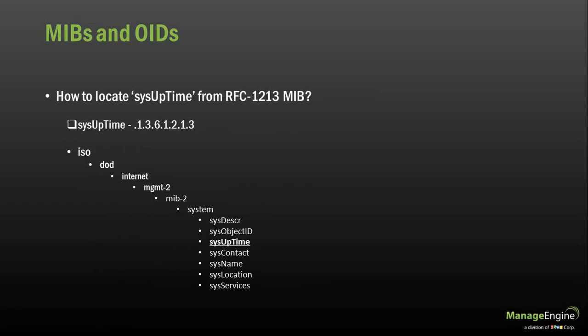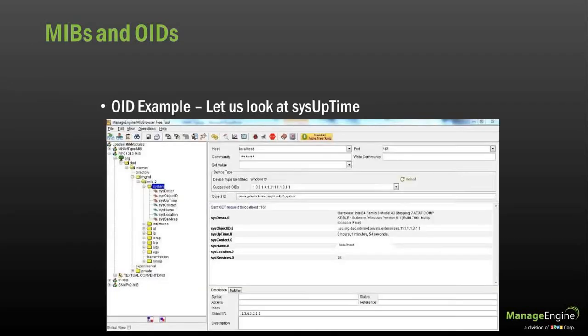Let us look at the sys uptime, and the structure goes as follows. It starts with ISO, DOD, Internet, MGMT, MIB2, system, sys uptime, which is the third one in the list. We'll also have a look at the MIB tree diagram, which will help you understand things better.